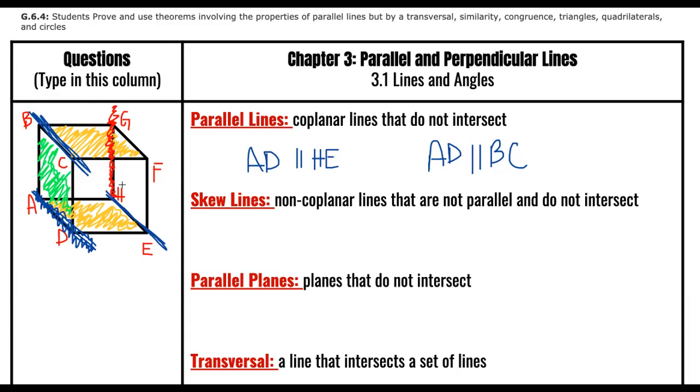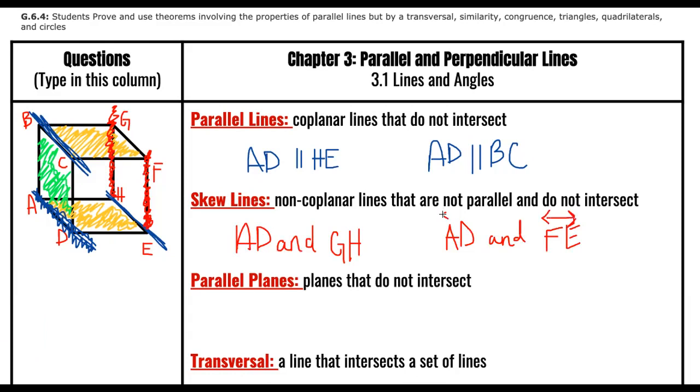Another example of something that's not going to cross AD could be FE. Not in the same plane, not parallel, and never going to cross. So you can add that here as examples as well. AD and GH. And AD and FE. And we do want to make sure we are mathematically accurate and precise. So these are lines. We should put the arrows on it.